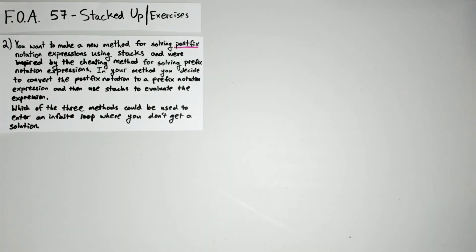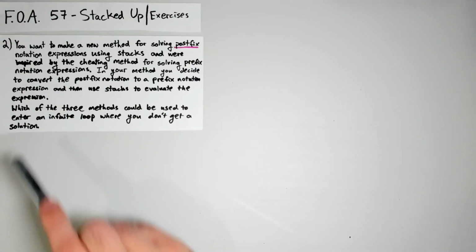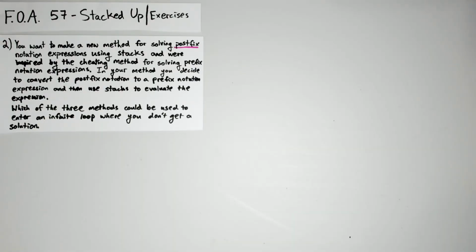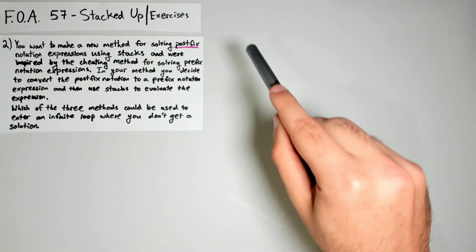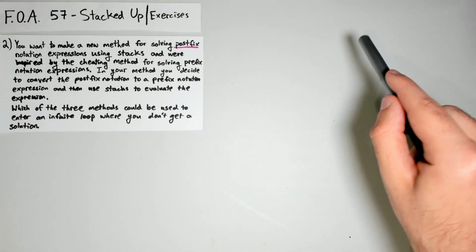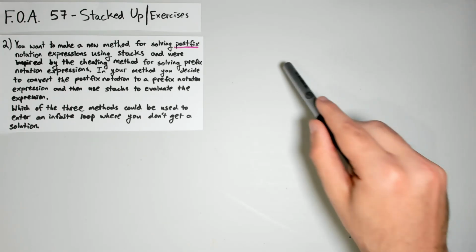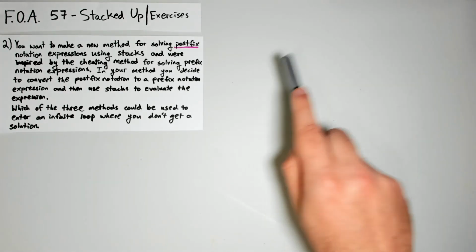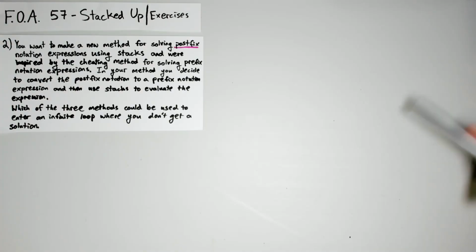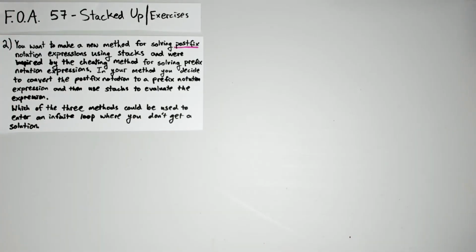In your method, you decide to convert the postfix notation to a prefix notation expressions, and then use stacks to evaluate the expression. Recall, the cheating method in prefix notation is we convert from prefix to postfix and then use stacks. So what we want to do here is make a method where when we start with a postfix notation expression, we go from postfix to prefix and then evaluate using stacks. So which of the 3 methods could be used to enter an infinite loop where you don't get a solution?